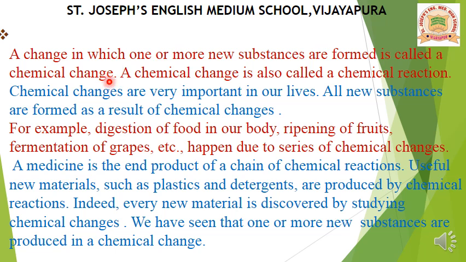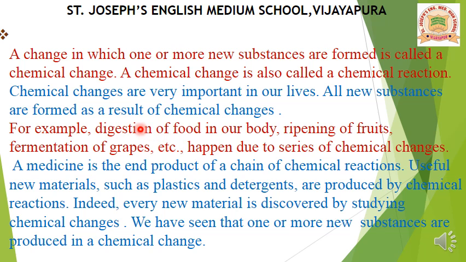A change in which one or more new substances are formed is called a chemical change. Now we are going to discuss chemical change. The change happens by producing a new substance. A chemical change is also called a chemical reaction. Chemical changes are very important in our lives. All new substances are formed as a result of chemical changes.